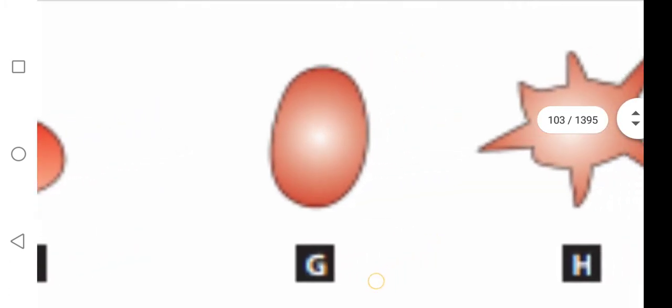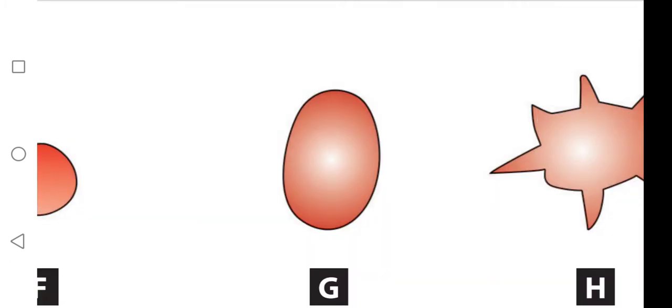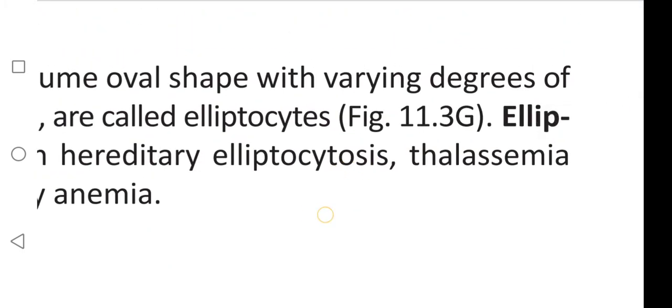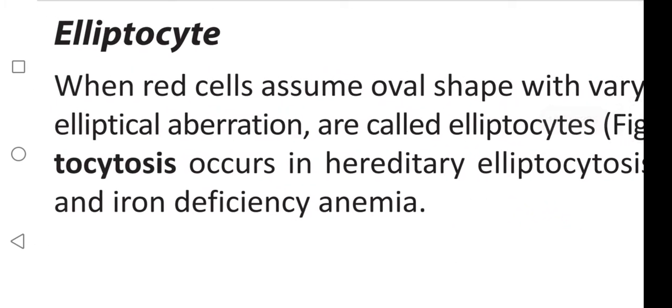This is an elliptocyte. You may observe this looks like an elliptical shape. We normally see these elliptocytes in conditions like hereditary elliptocytosis, thalassemia and iron deficiency anemia. These are the conditions in which we see elliptocytes.